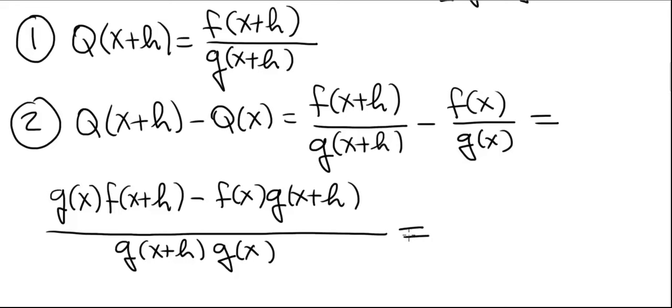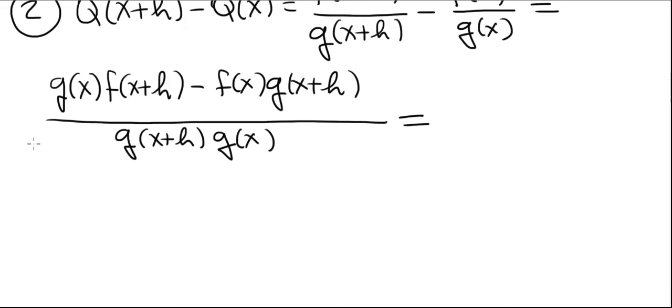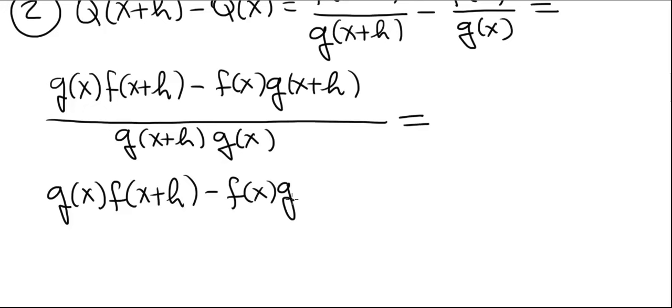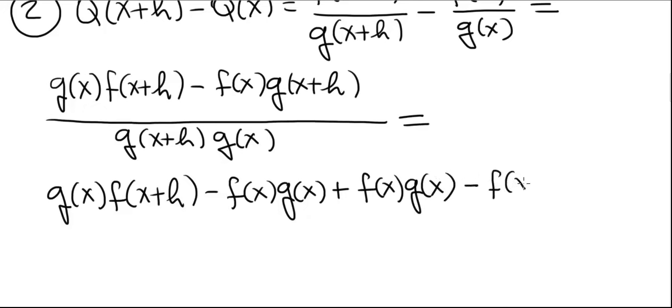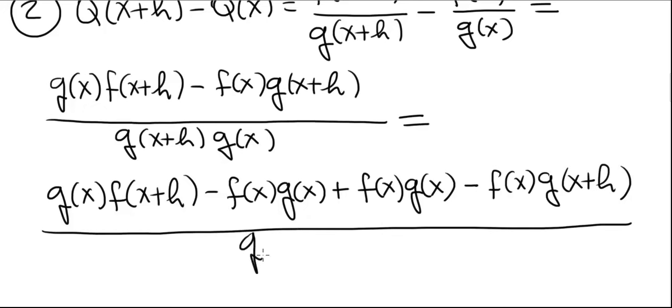The next step, we further want to manipulate the numerator here to make things easier in the later steps. So we're going to do the following. We take g(x) times f(x+h). We'll subtract f(x) times g(x), but then come back and add f(x) times g(x), so we did not change the problem. This is just like adding 0, and then minus f(x) times g(x+h), while the denominator remains the same, g(x+h) times g(x).